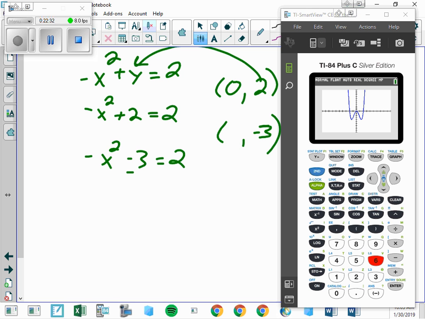I'm going to add 3 and then times by negative 1, and I get x squared is equal to negative 5, which doesn't exist. So that was actually a red herring. Tricky. I didn't think they'd do that to you, but they did. So anyway, the answer is B. Sorry about that.